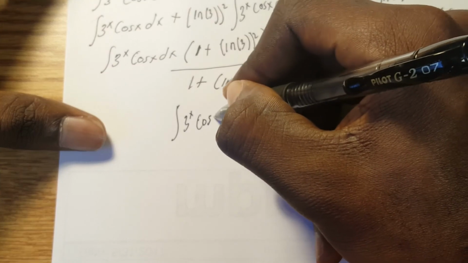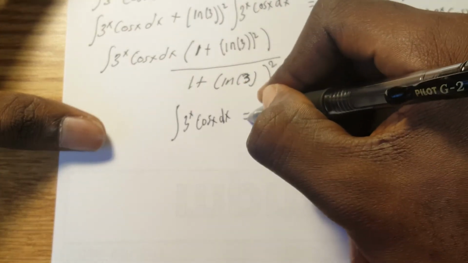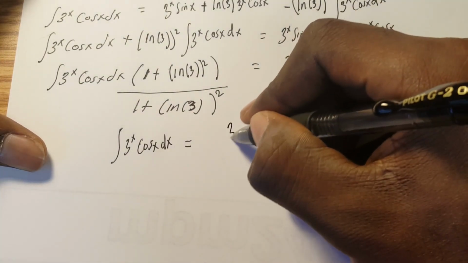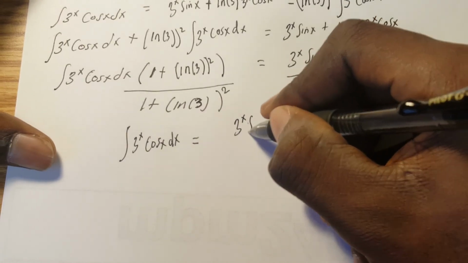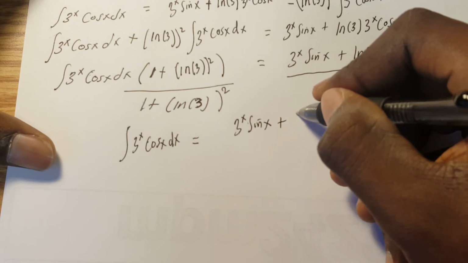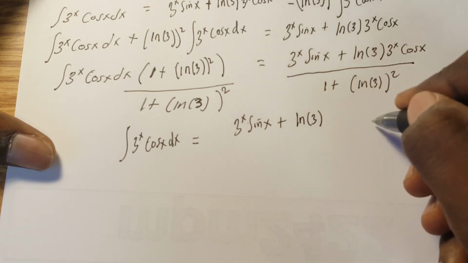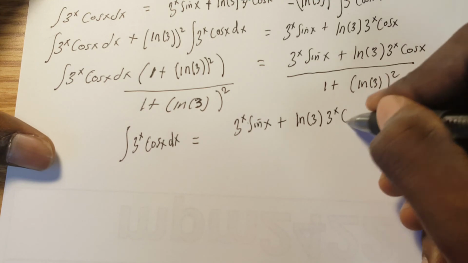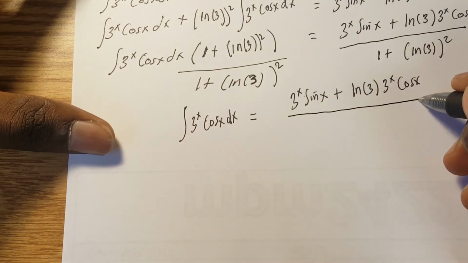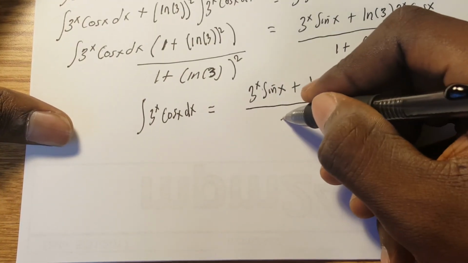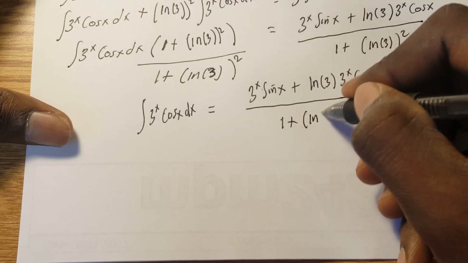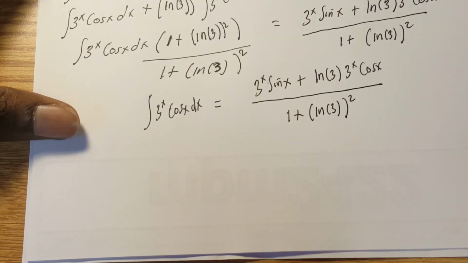Cosine of x, which is our problem that we're solving, to be equal to the whole of this guy, which is 3^x sine of x plus natural log of 3^x cosine of x, divided by 1 plus natural log of 3 all squared.